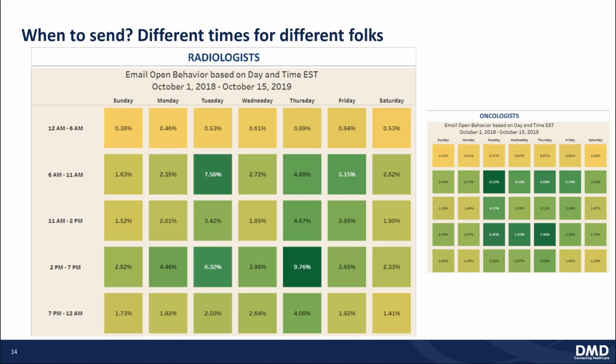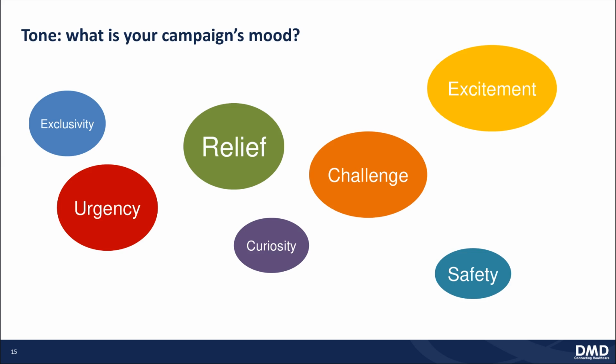The other thing I could overlay here would be the NPs and PAs. They're going to open and click at a totally different time than the physicians are. And so again, we want to take these segments and break them apart, test, learn, understand when they're going to open these emails, because we really want to maximize every opportunity we have to get engagement with these groups.